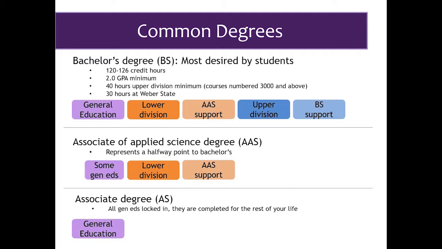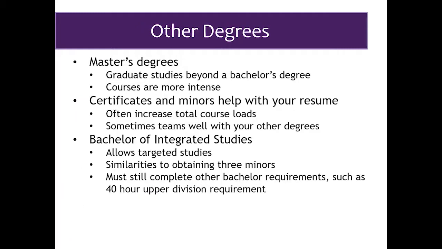The associate degree, or AS degree, can be conferred when you complete all general education courses. This will lock in your Gen Eds for the rest of your life. Master's degrees are for studies beyond a bachelor's degree. These courses are more intense, and the courses are numbered in the 5,000 and 6,000 range.